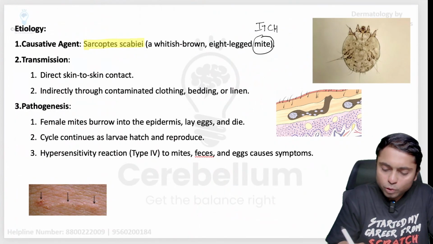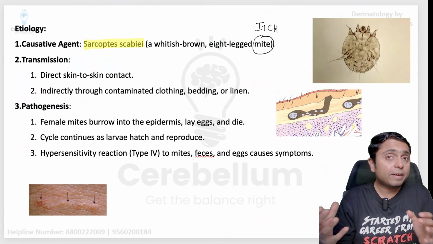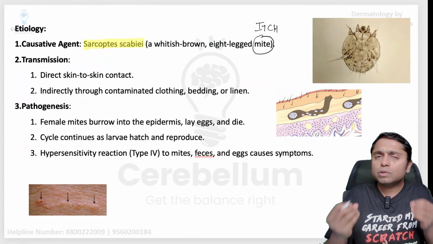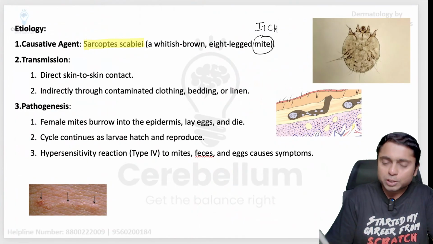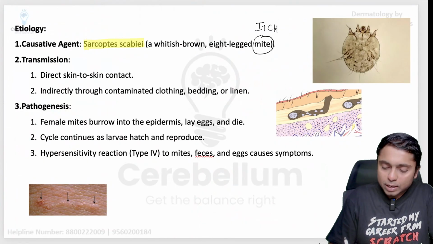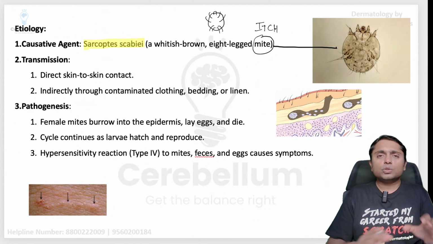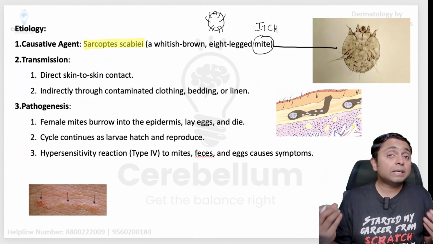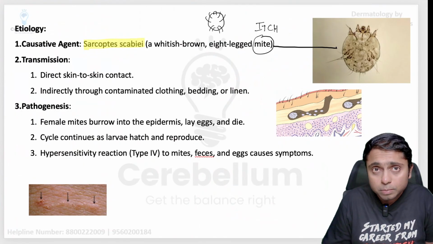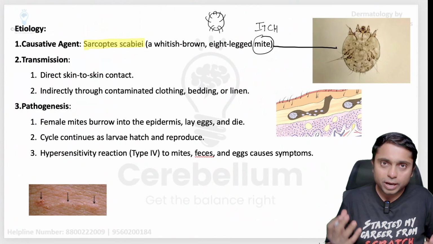And if you can draw in the exam, whenever you have a possibility, I would suggest you draw a small line diagram at least. This is the actual picture of the itch mite, and you can simply draw it like this, having two pairs of anterior legs and two pairs of posterior legs, and here is the face. If you draw like this, the examiner will be impressed: this student knows about this condition and also knows how the organism looks.